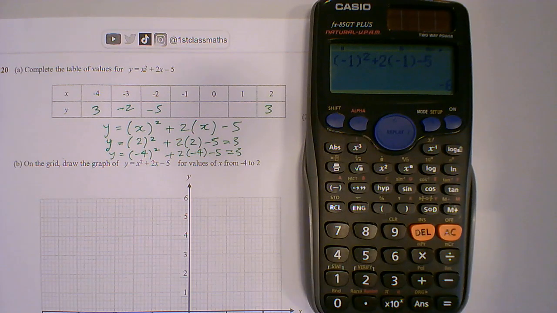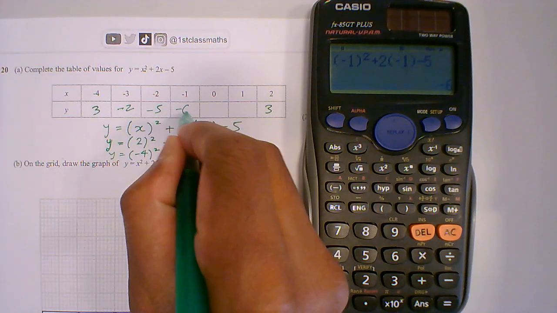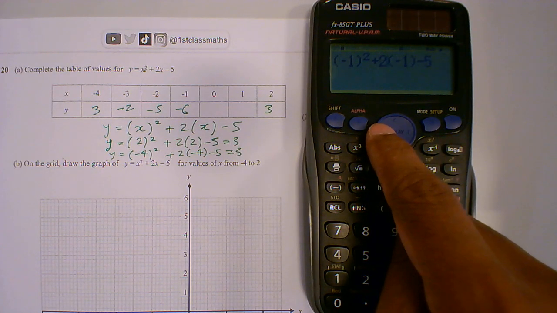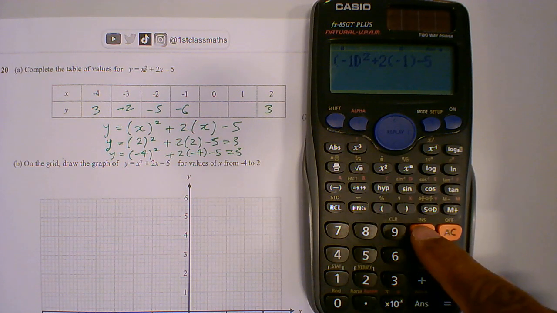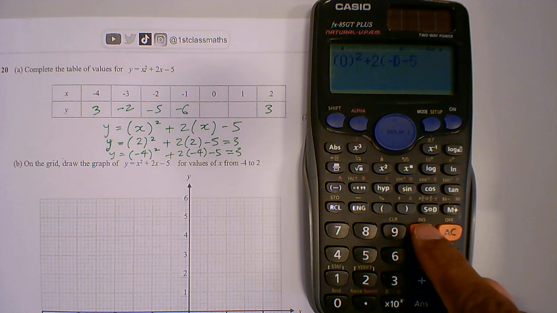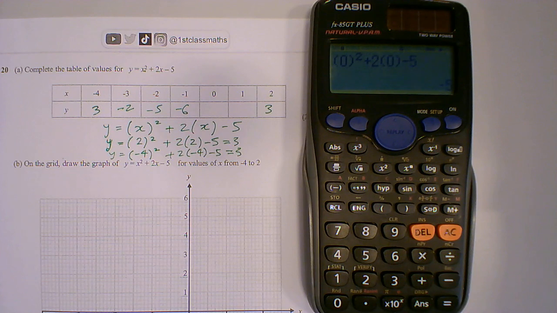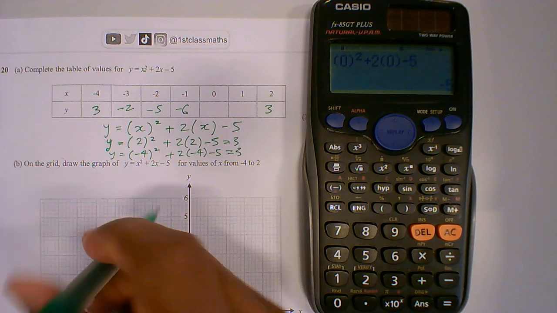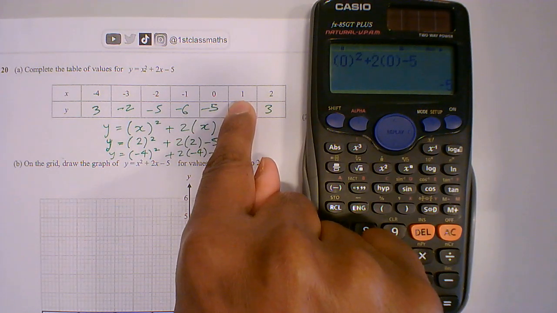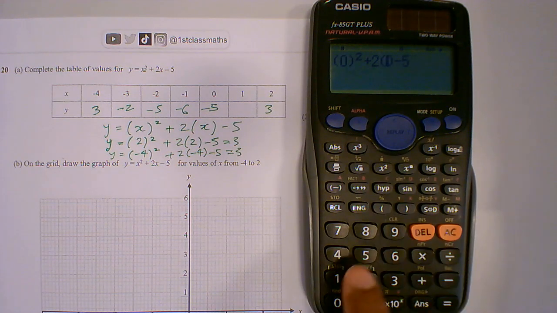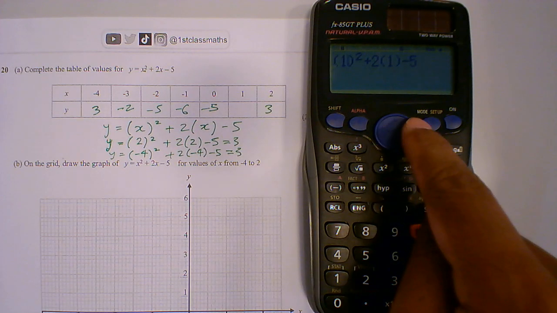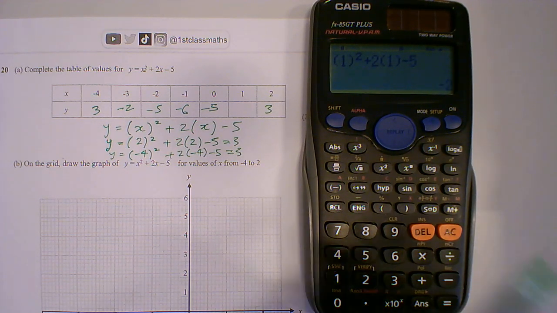I can also use my arrow buttons rather than retyping everything. So this time I'm going to use my arrow buttons and delete the x number, the minus 1, and change it to 0. That saves me from typing everything again. Then I press the equals button, so that gives me minus 5. Same thing again, this time I'm going to replace 0 with 1. If you're not confident using your calculator, you can just type everything again, and this gives me minus 2.